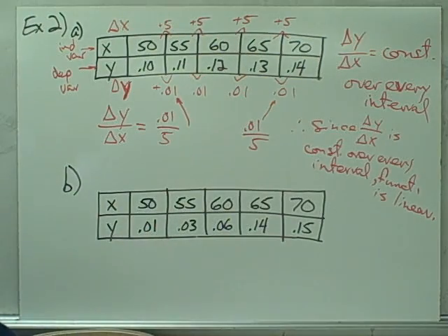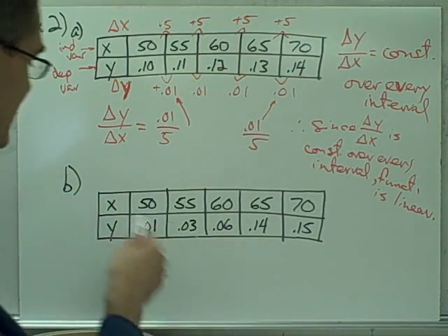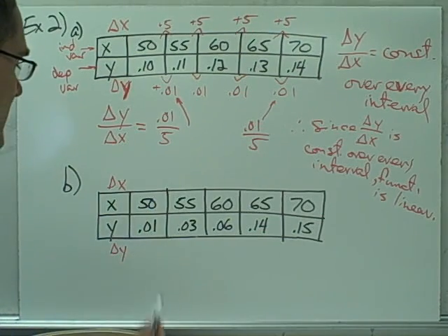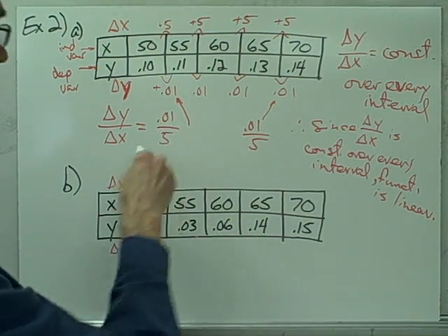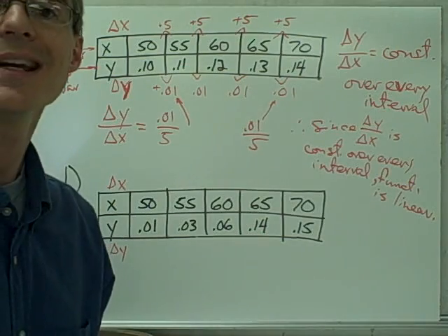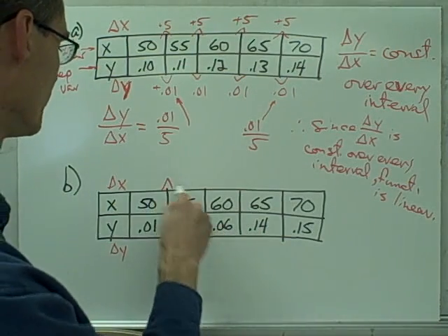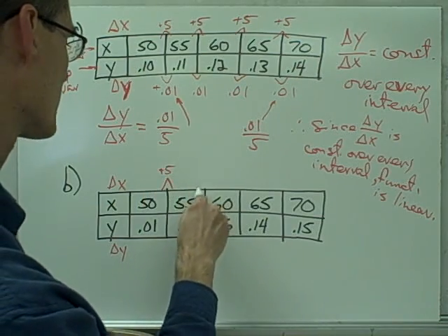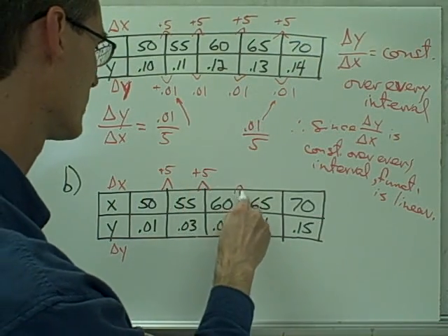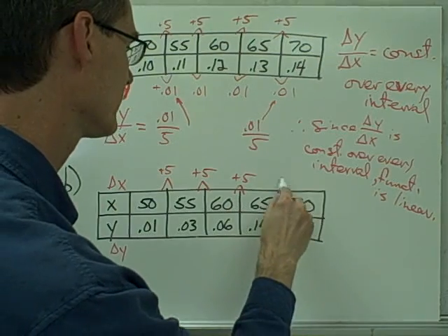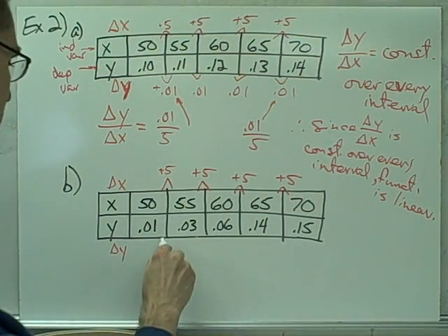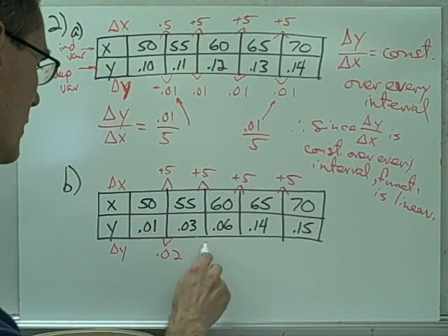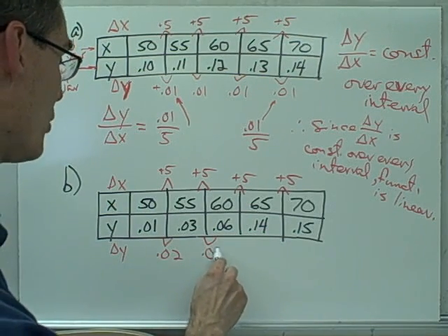So let's take a look at this function here in part B. Is this a linear function? Well, I'm going to do the same thing. I'm going to calculate my delta x's and delta y's and then see if my delta y over delta x value is going to be constant over every interval. All right, so I can see all of my delta x's are going to be the same as they were before. They're all going to be plus 5. And let's see, my delta y's, this one is going to be 0.02. This one is going to be 0.03.